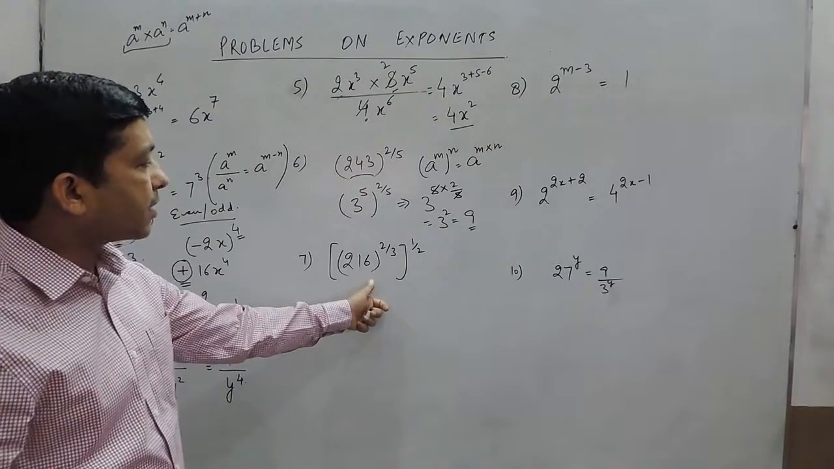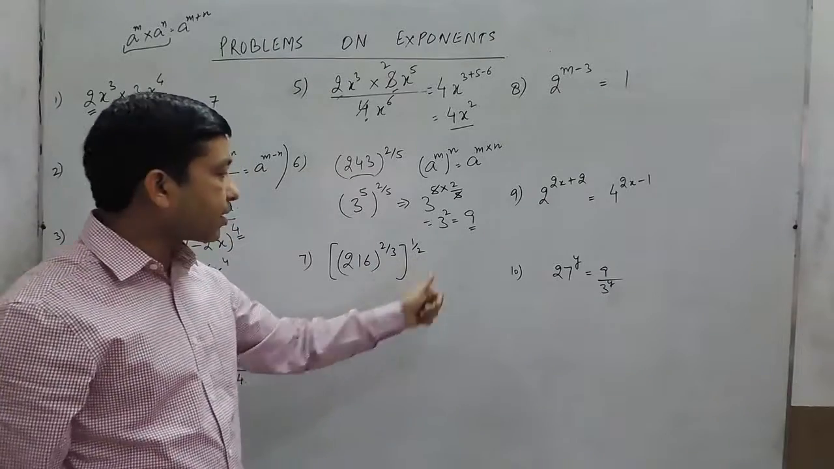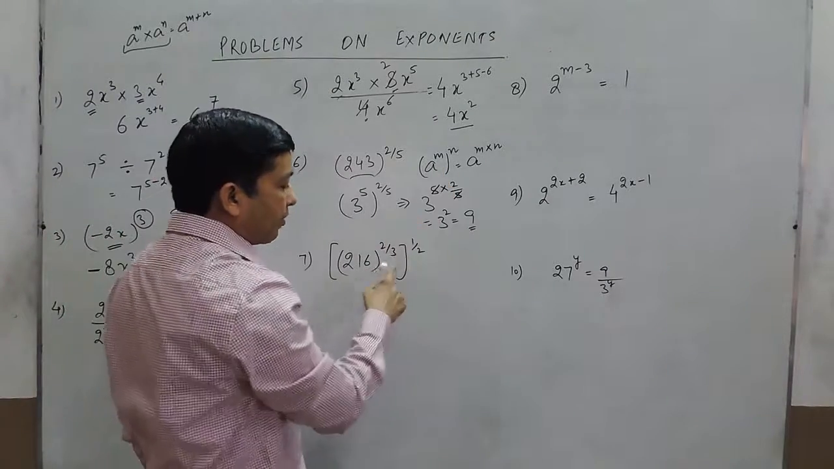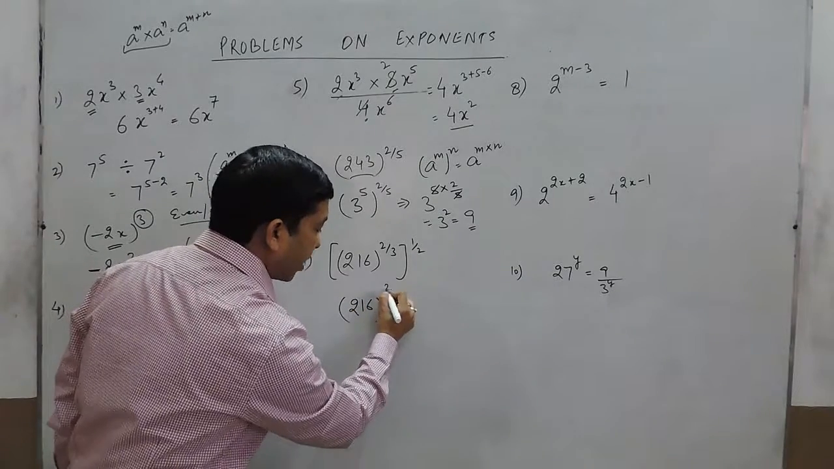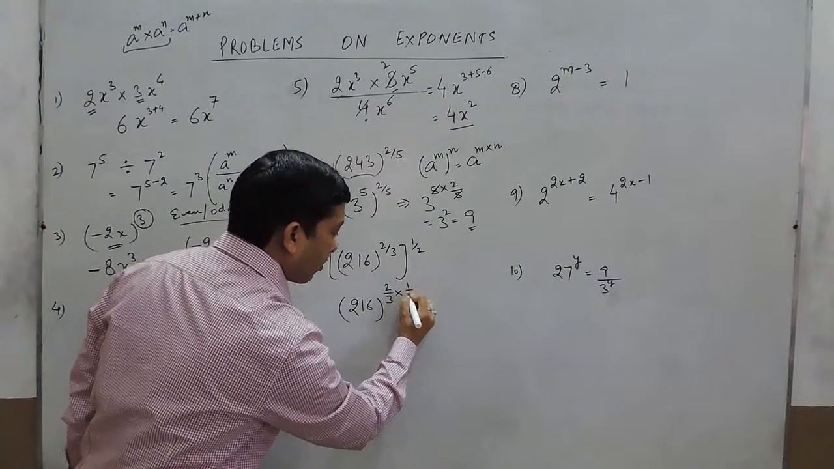Same is the case with this. We already have 2 powers and the same formula will be applicable to this. It comes out to be 216 to the power 2 upon 3 into 1 upon 2.